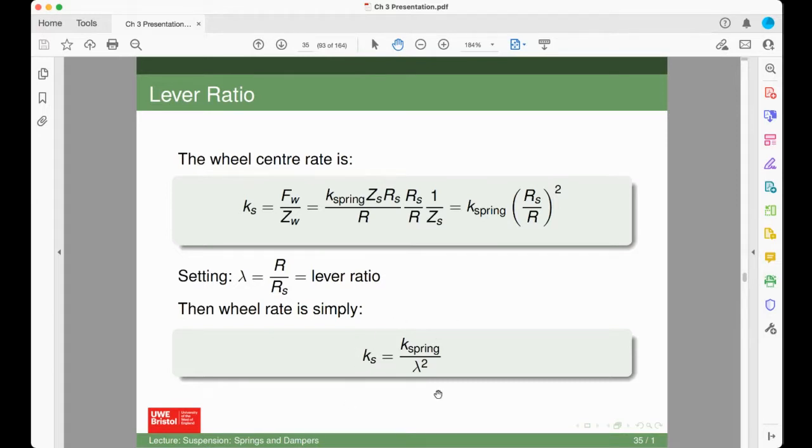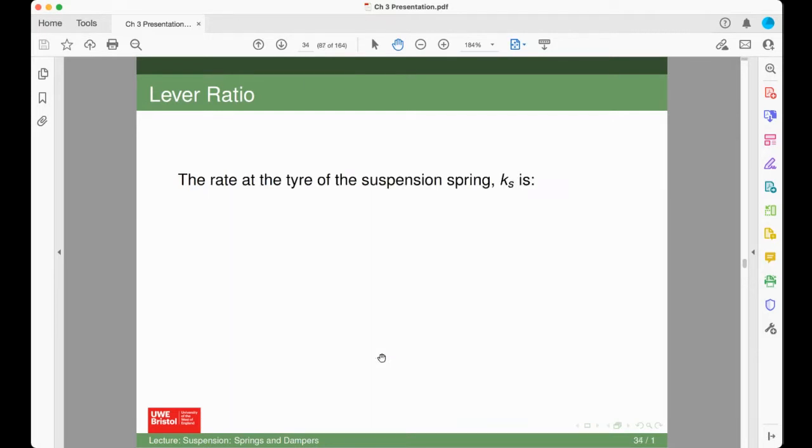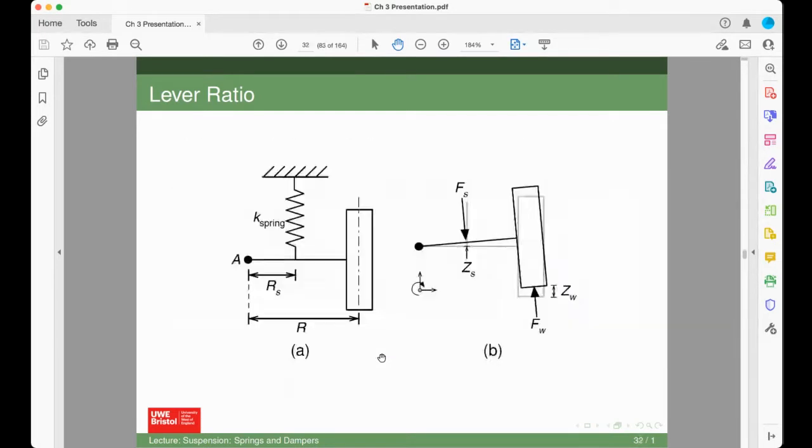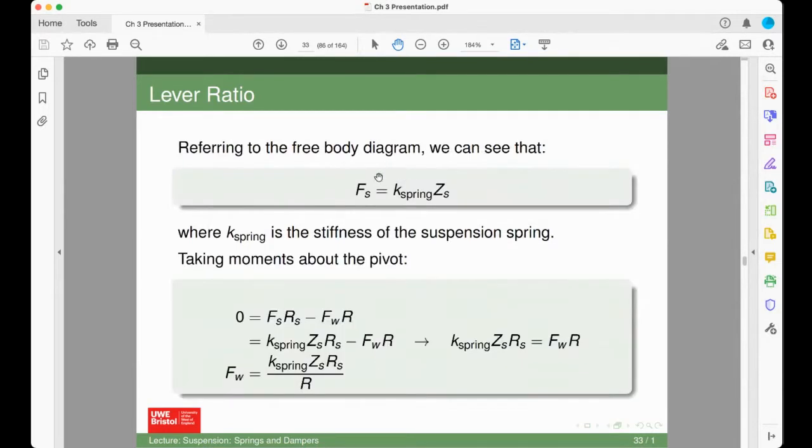But this bit is the equation to remember. That bit there. So if we go back to here, like I said, the force at the spring is going to be the stiffness of the spring times the deflection of the spring.